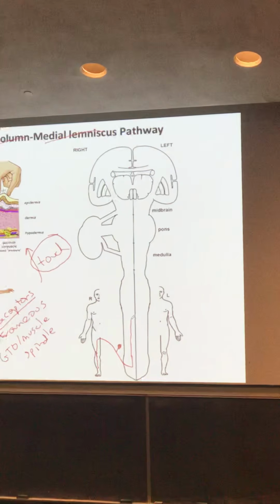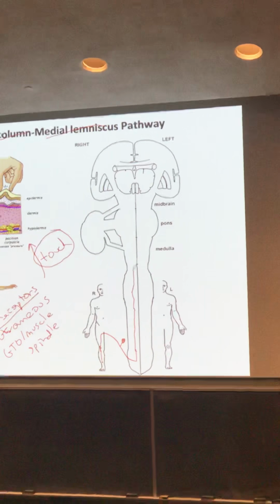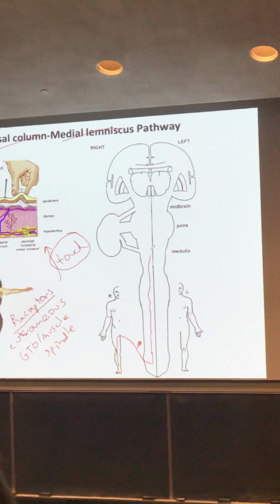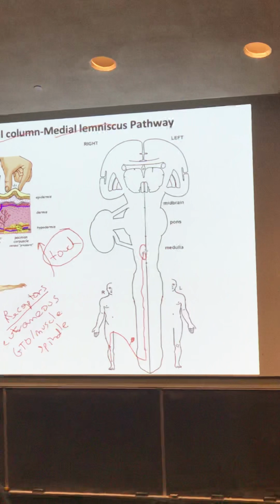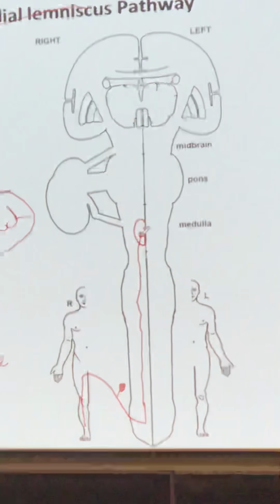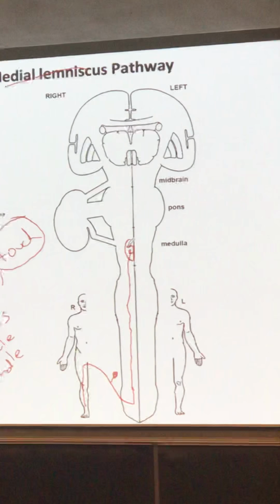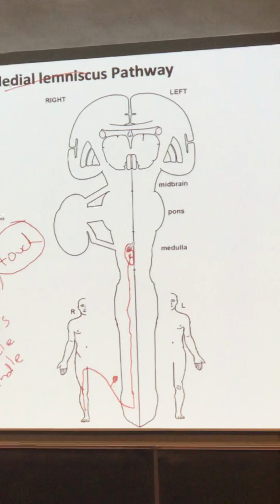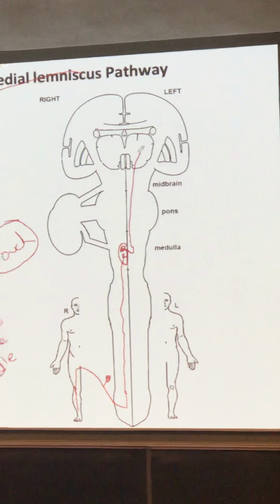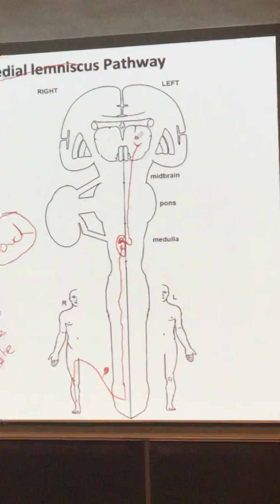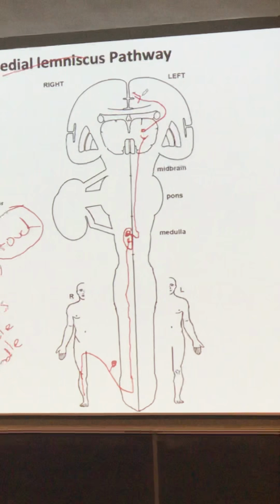I didn't put a synapse there. It just immediately went up and started going up. And then here, once it gets in the medulla, it's going to make a synapse in a nucleus. My first synapse is going to be in a nucleus in my medulla. Then this neuron, because a nucleus is neurons, that neuron is going to cross and go up to the thalamus and then head over to my leg region.